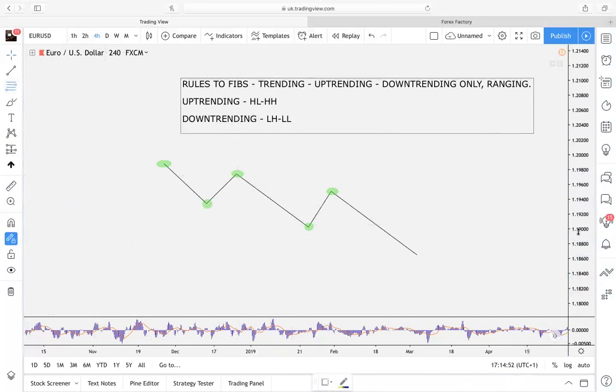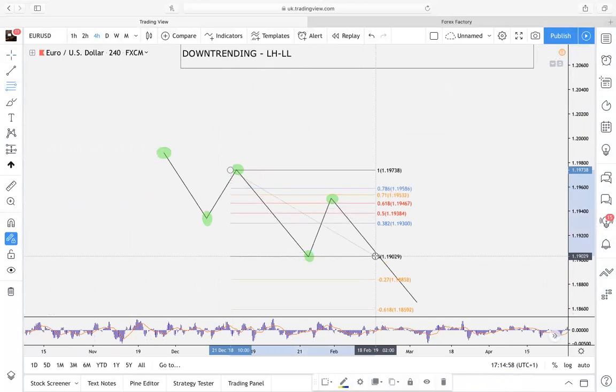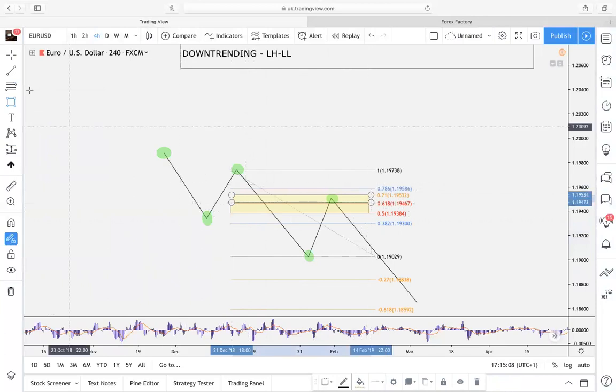So you see how right now, what's the rule? Lower high to lower low. So let's do it. Lower high to lower low. And again, what's our golden pocket? Golden pocket is the 50 to 618. Sometimes it is the 71 to 618. You just got to be looking at the trend at the time.